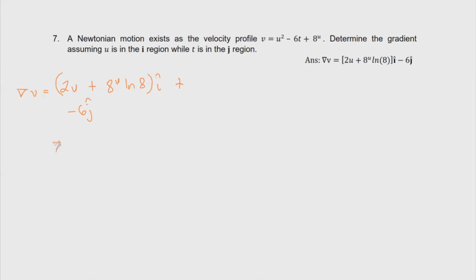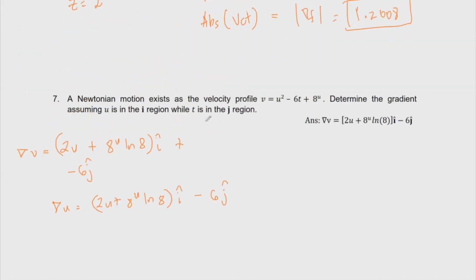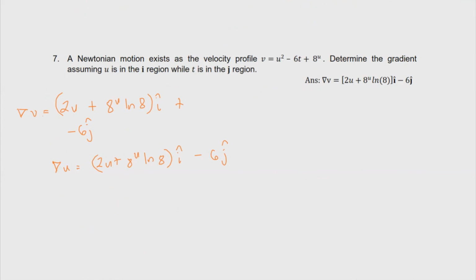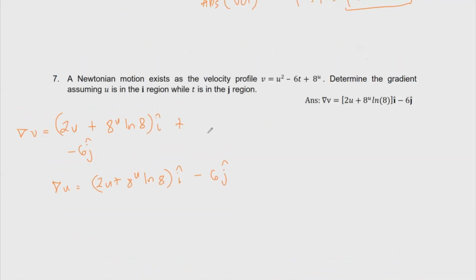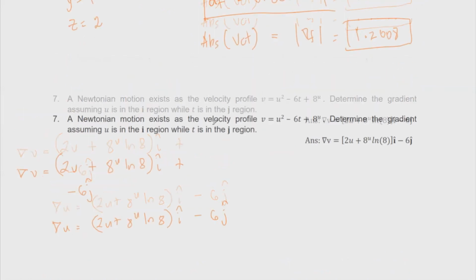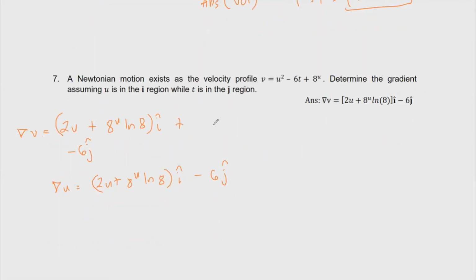Okay, and then finally for our gradient, we have 2u plus 8 to the u ln of 8, that's on the i direction, then minus 6 for the j direction. We don't have any direction for k. So I think that's it for this problem. That's a very easy one compared to our previous problem. Just to show you, this problem is intended to show you that other variables exist in the 3D Euclidean plane. It's just that it's not always x and y.